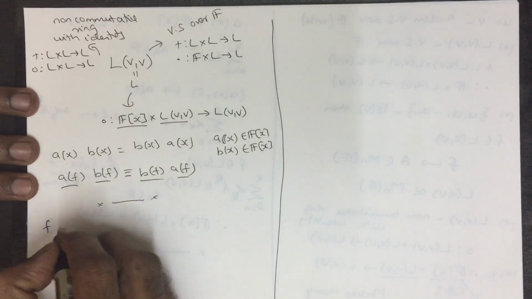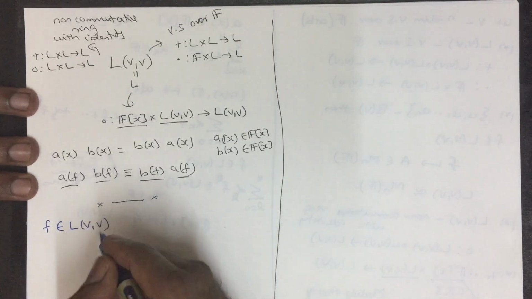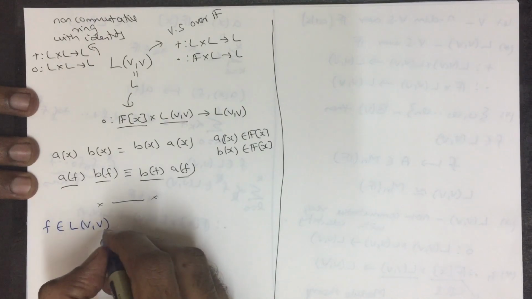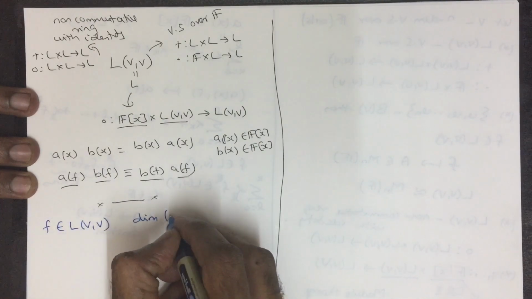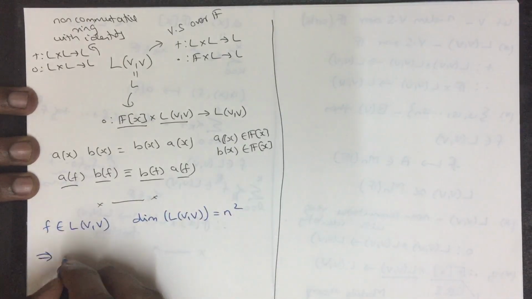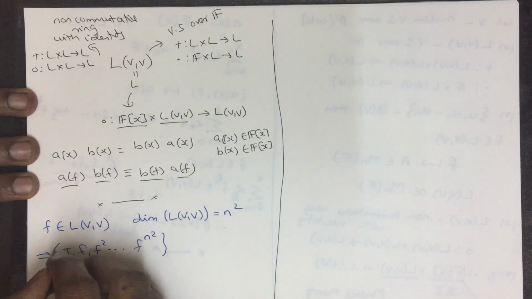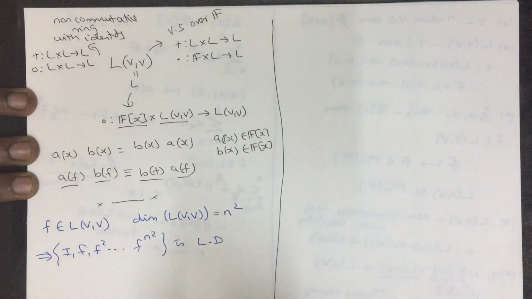So, let f be any arbitrary linear map in L of V comma V. We know the dimension of L of V comma V is n squared, and therefore if I take I, f, f squared, etc. up to f to the power n squared, then this set is linearly dependent, because these are n squared plus 1 elements in L of V comma V, and L of V comma V is n squared dimensional. Therefore, any n squared plus 1 set is linearly dependent. Therefore, this is clear.